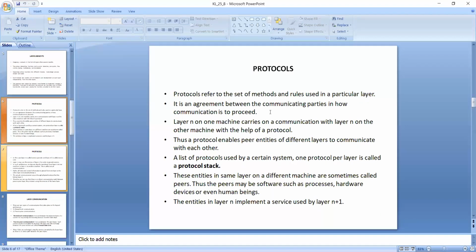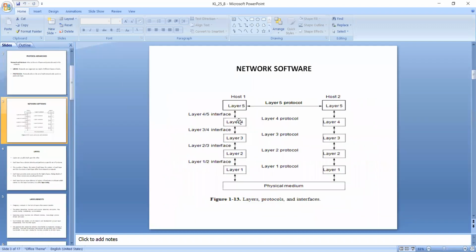Okay, that means, again coming to the figure, look at the figure. These are the layers. We had already discussed it. Look at the layer here. This is layer one protocol. Actually, there is a dotted line between layer one of host one and layer one of host two. Similarly, layer two to layer two. There are some dotted lines.